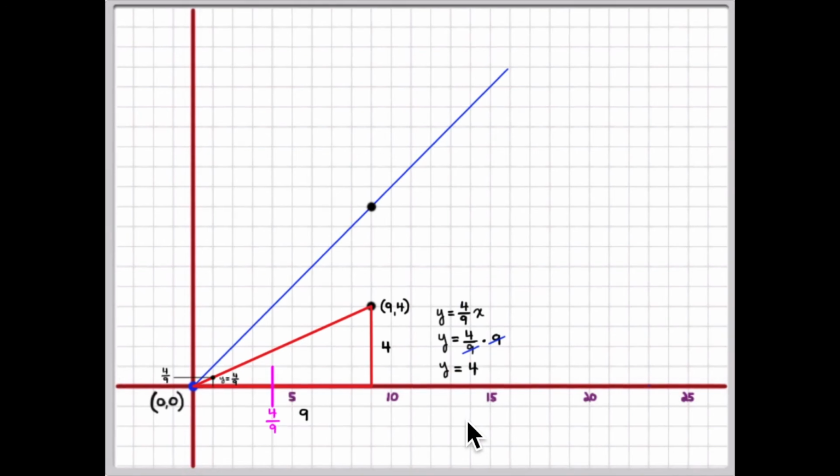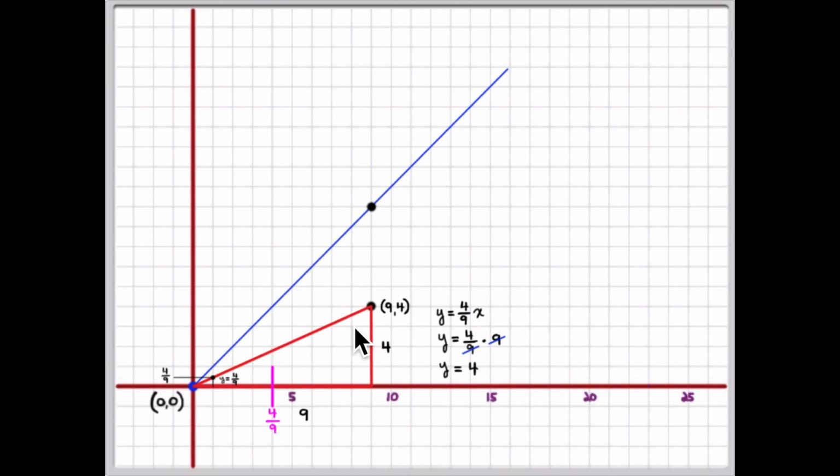Now if x is 1, y is equal to 4/9. If x is 2, 2 times 4 is 8/9. So it's just a little bit less than 1 right here. It's 1/9 less than 1. If x is 3, 3 times 4 is 12/9. 12/9 is 1 1/3, or 1 3/9. If x is 4, 4 times 4 is 16/9. 18/9 would be 2, so that's 2/9 less than 2, 16/9.